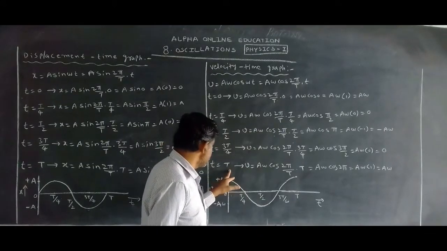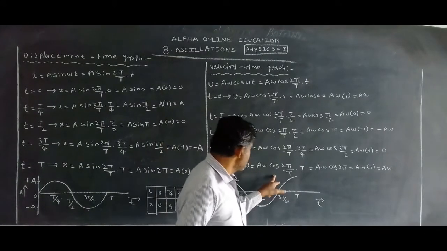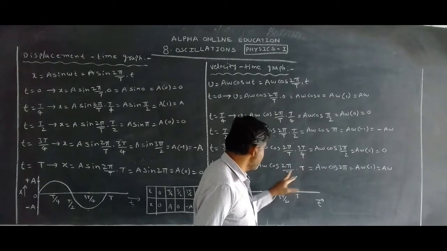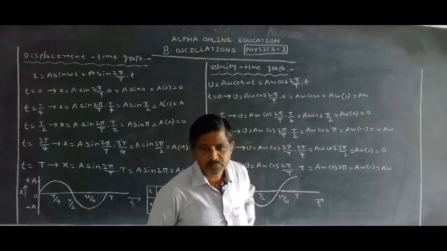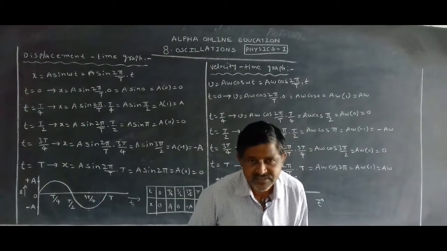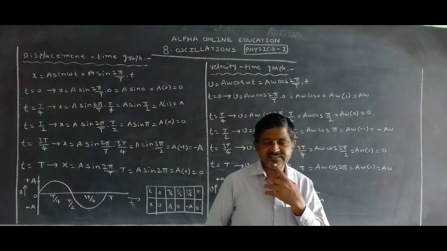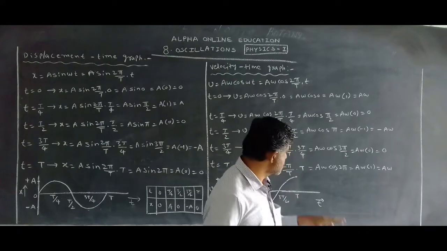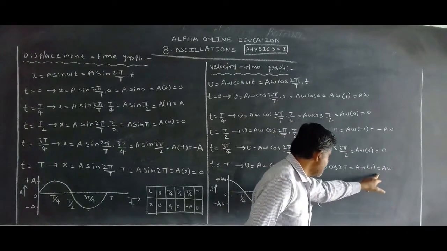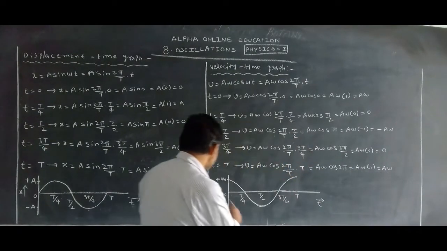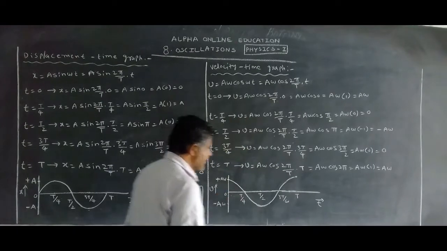And one time period, the time taken for one oscillation, t is equal to T: a omega cos 2 pi by T into T. T cancels, cos 2 pi. Cos 2 pi means cos 360 degrees. Cos 360 degrees is how much? 1. So what we can get? v is equal to a omega. This is the velocity time graph.